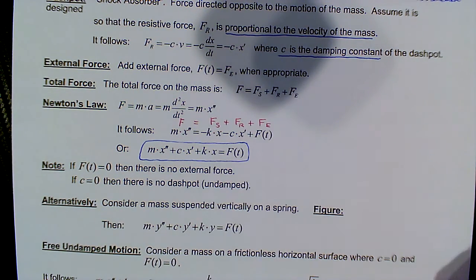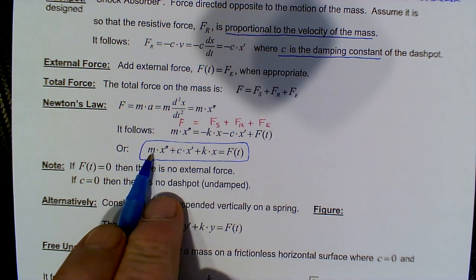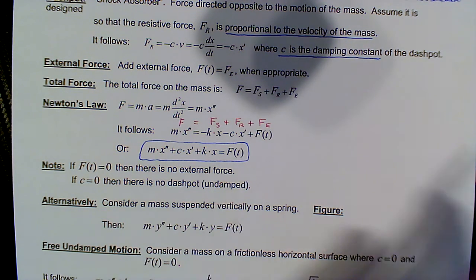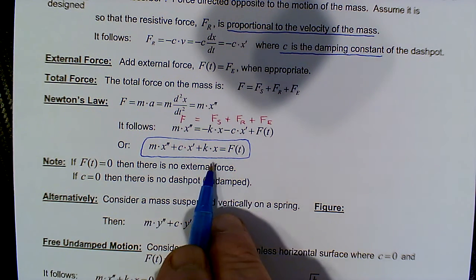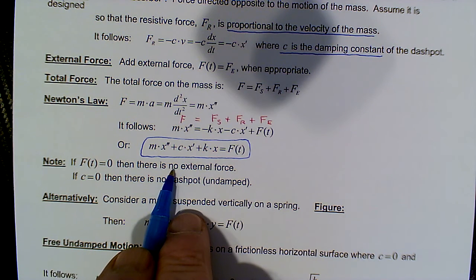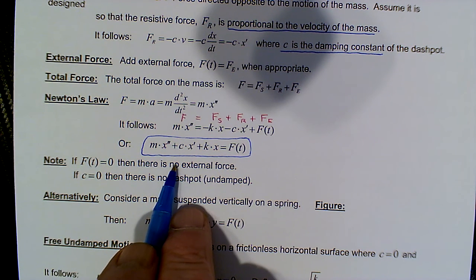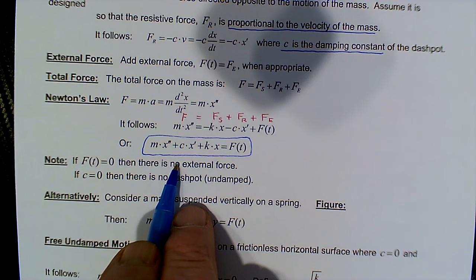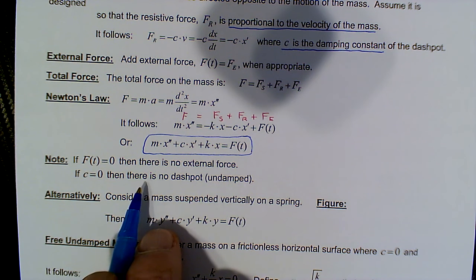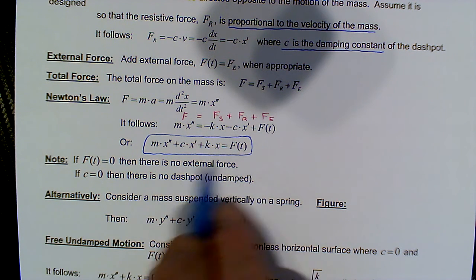Which is a differential equation, note, with constant coefficients m, c, and k. Now, the F of t is going to be 0 in our case. Later on, we'll see a situation where F of t is not 0, and that will make it nonhomogeneous.